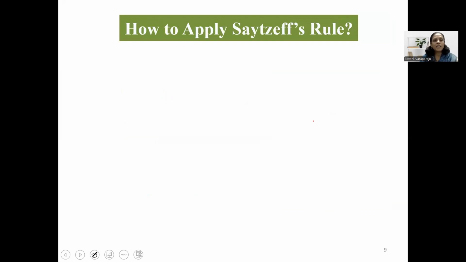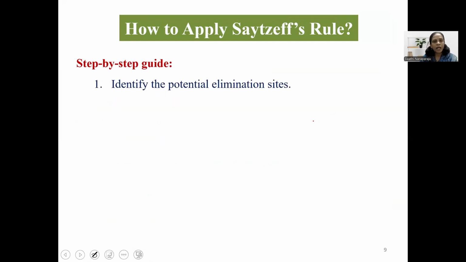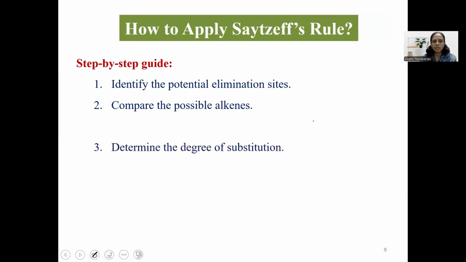So how to apply Saytzeff rule? So I have given here step-by-step guide. Step 1. Identify the potential elimination sites in the given structure of either alkyl halide or alcohol. Step number 2. Compare the possible alkenes, like as we have compared in the previous two examples. 1-butene, 2-butene will be formed in those examples. So like that, how many alkenes are formed, how many substituted alkenes are possible. Write down all the possible alkene structures.